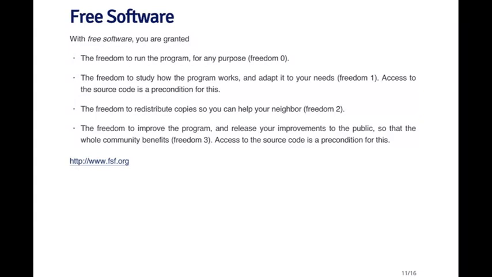And lastly, you have the freedom to improve the program and release your improvements to the public so the whole community benefits. So this is freedom 3, and the idea is that when people make changes to the program, they can release them to the public so that everyone gets those changes. And so these basic freedoms are outlined by the Free Software Foundation. You can see more about it at their website there.